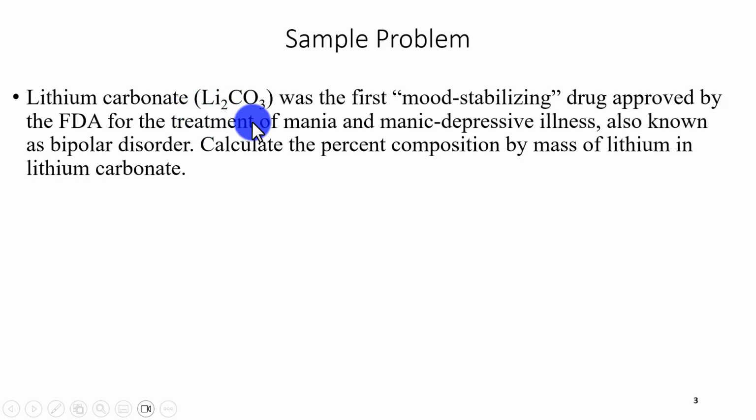So you figure out the total mass of lithium carbonate by adding all its components multiplied by how many moles of each you have. Then you figure out what the mass of lithium is alone, divide that by the molar mass of lithium carbonate times 100, and that should give you the mass percent of lithium.